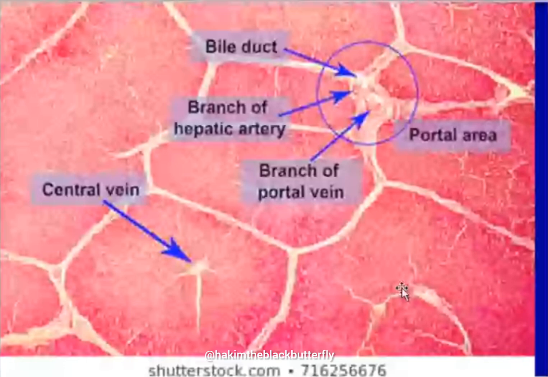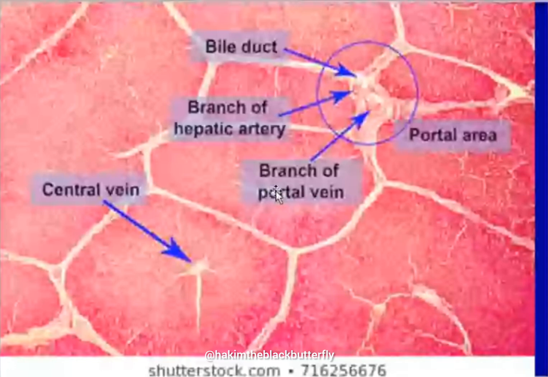Now, these lobules are not of equal size, as you can see. On rough estimate, they are hexagonal in shape, like this one. What else are we seeing within the lobule? In the middle of each lobule, there is a vein known as the central vein. Some are visible, some are not visible, depending on how the section was made. But in the center of each lobule, we have a vein known as the central vein.